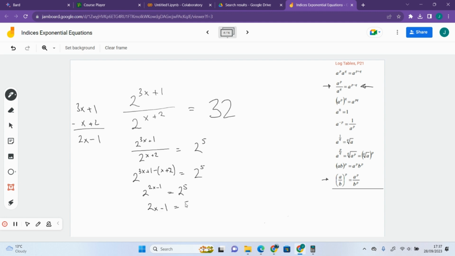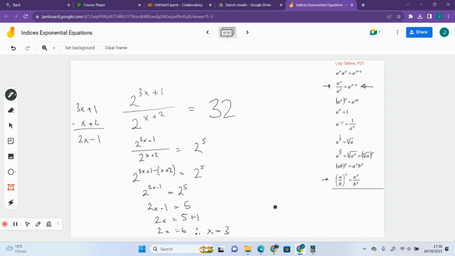So that's 2x minus 1 is equal to 5. 2x is equal to 5 plus 1. So 2x is equal to 6. Therefore, x should be equal to 6 divided by 2, which is 3. So we write that there. x is equal to 3.